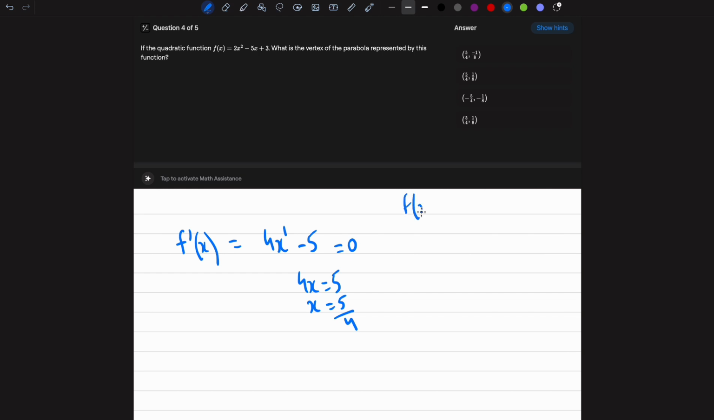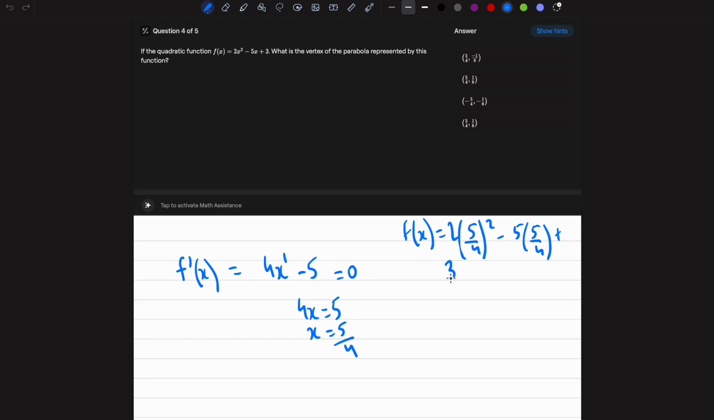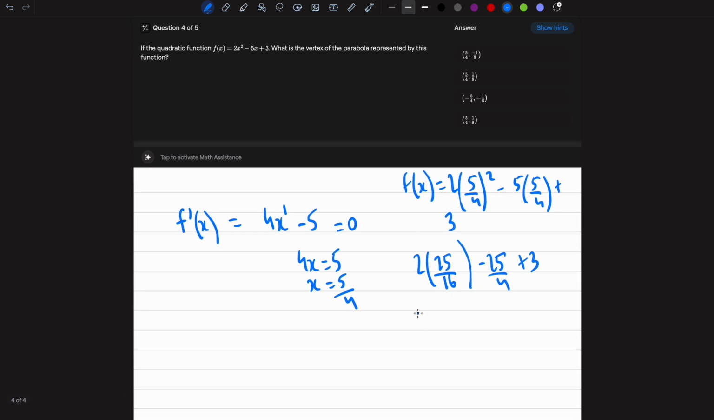So we get f of x is equal to 2 times 5 over 4 squared minus 5 times 5 over 4 plus 3. So what do we get? We get 2 times this squared is 25 over 16 plus, oh, it's negative. So 2 times 25 over 16 minus 25 over 4 plus 3. Well, what's that? So we get 2 times 25 over 16 is 50 over 16. So 50 over 16 minus 25 over 4 is the same as 100 over 16.